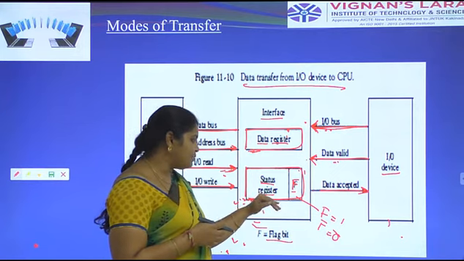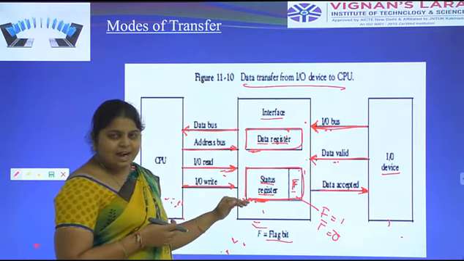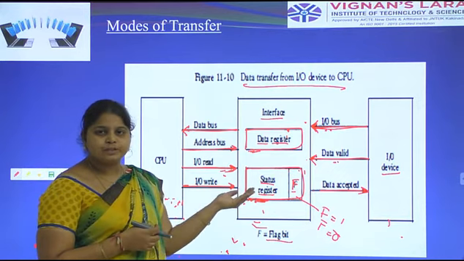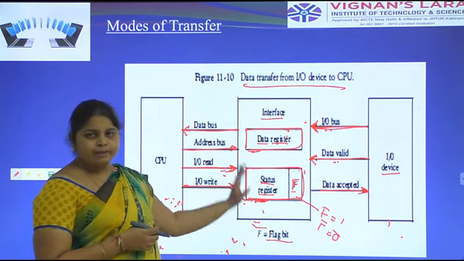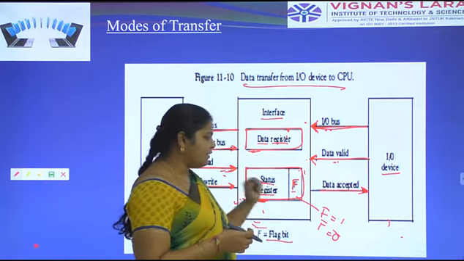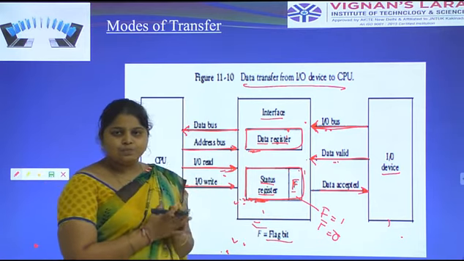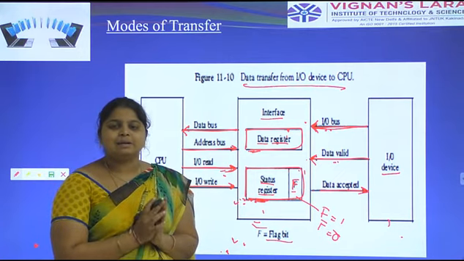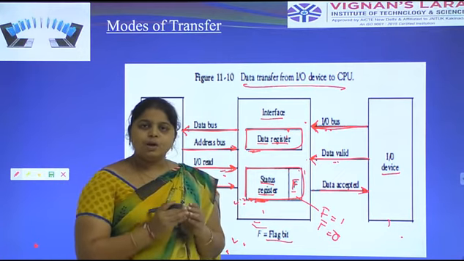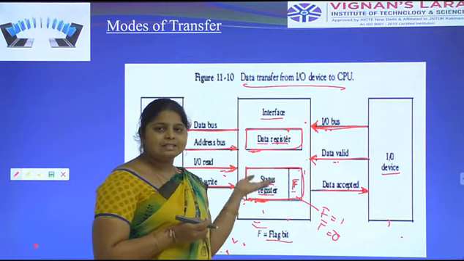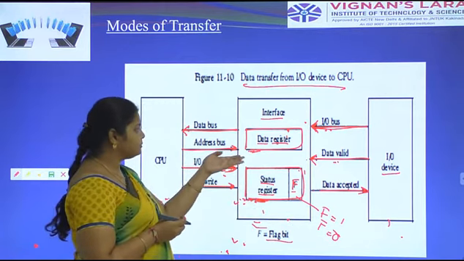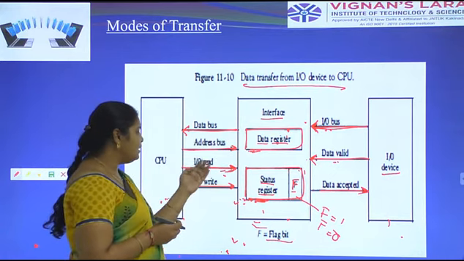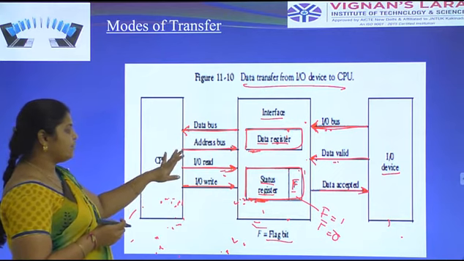Here the status bit tells whether the data register contains some data or not; we require status information about the data register. F means flag bit. If the flag bit is 1, the data register in the interface contains some data. If the flag bit is 0, the data register does not contain any information. The interface transfers the information to the CPU through the data bus.